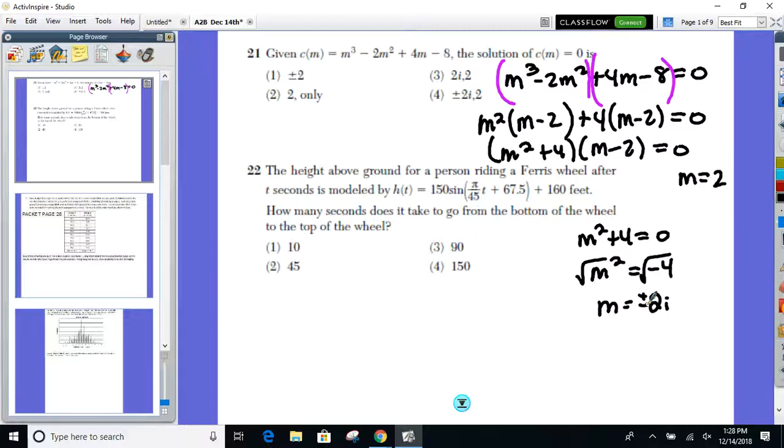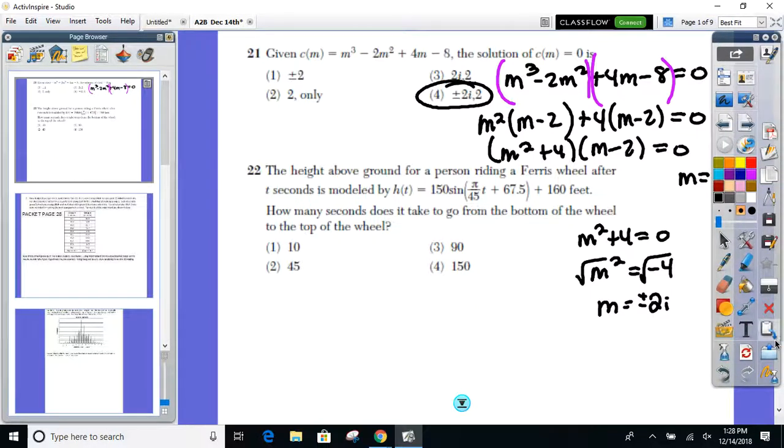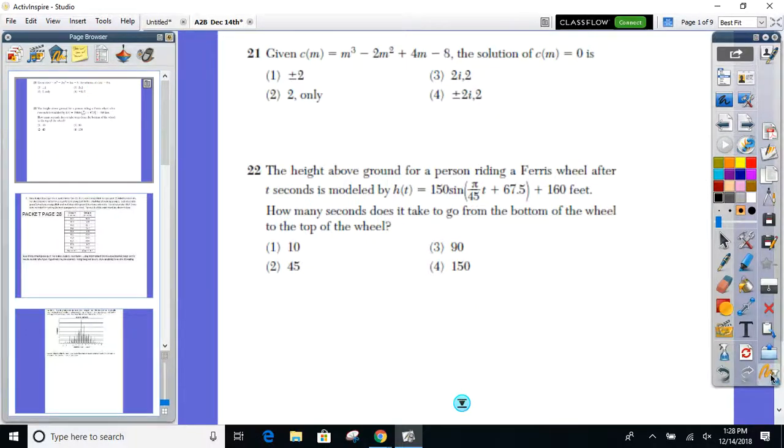So I end up with choice 4, plus or minus 2i and 2. I'm challenging you now. I did not even need to do any factoring whatsoever. I did want to do it, obviously, to review with you. But as you read the problem, how did I know it was going to be answer 4?